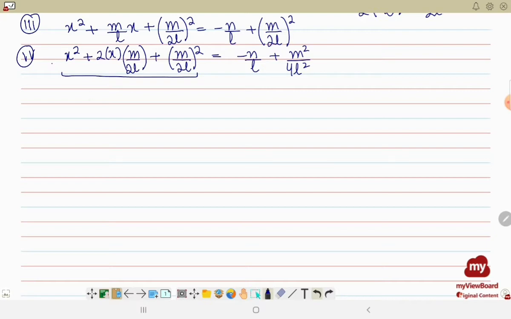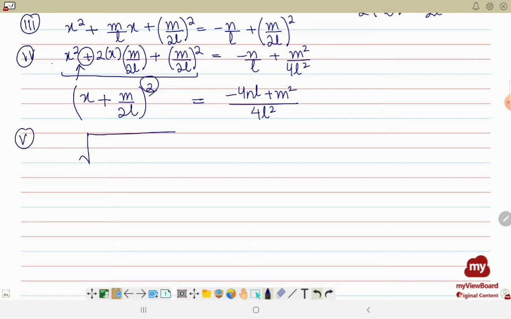So we'll just close the algebraic identity. This sign will decide that it will be our first algebraic identity, so the first term and the last term. So we'll have closed the square, and on the right hand side we'll just take the LCM. It will become 4l square minus 4nl plus m square.